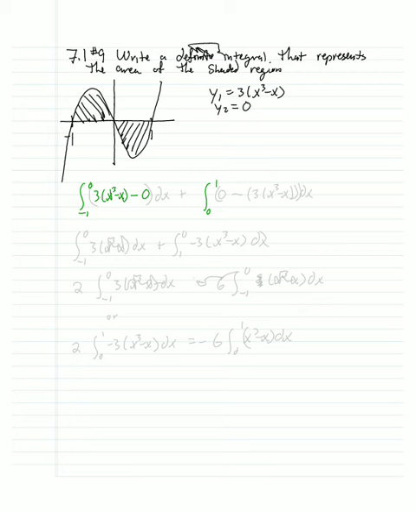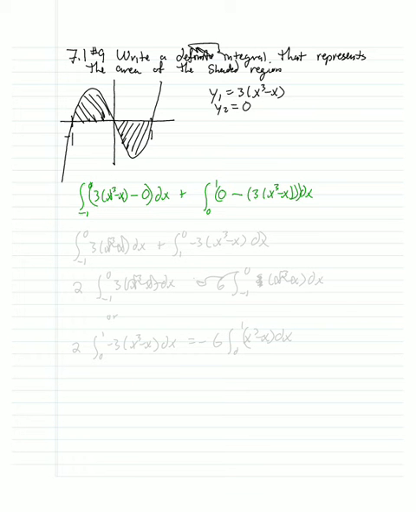And put our dx there. And then add to that. For the second part, the upper curve is 0, and our lower curve is 3 times x cubed minus x dx. And I need to put another parenthesis here, and another parenthesis here. I think I have too many parentheses there, but it still works.